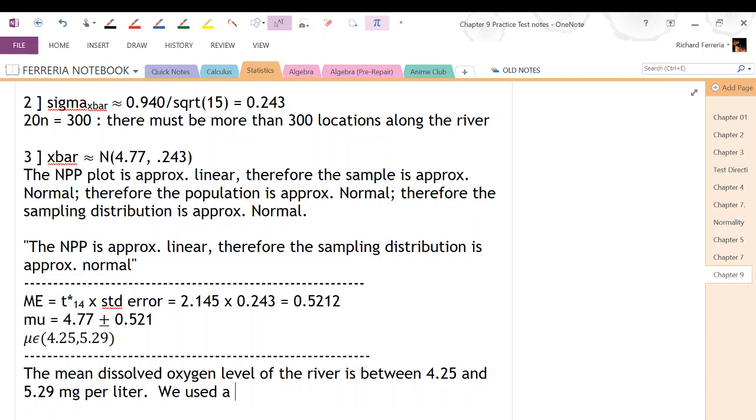We used a method that successfully captures mu. This is crazy. This is the multiple choice question. How to bring it home now. 95% of the time.